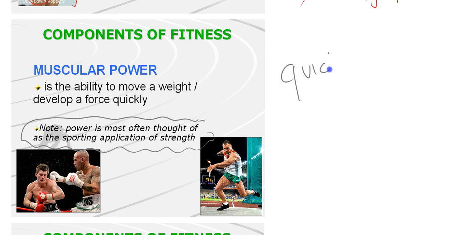Muscular power. This is where we look at it as the sporting application of strength. So muscular power is the ability to move a weight or develop a force quickly. When we look at pure strength, it's the maximal amount of force or weight we can move in one effort. Therefore, it cannot be done particularly quickly. Whereas muscular power, it has to be done quickly. So this is the main concept, quickly, and the word we would use is explosively.